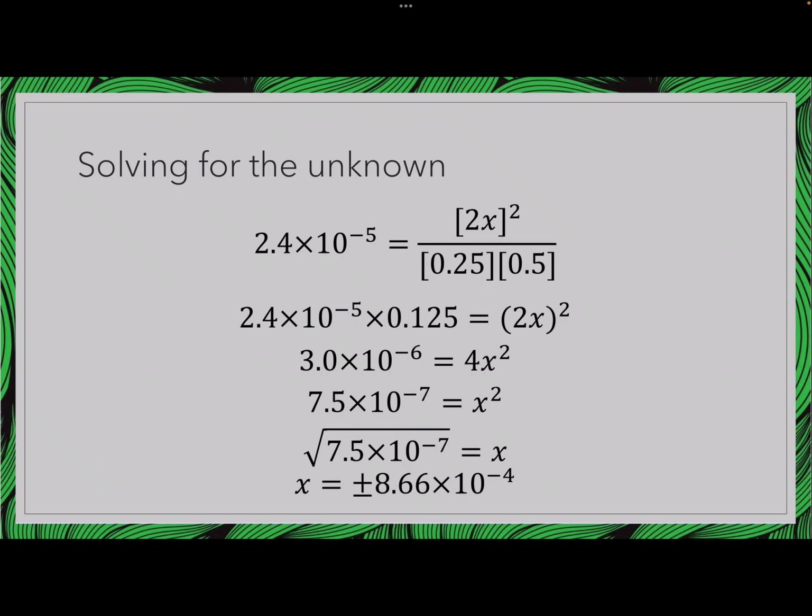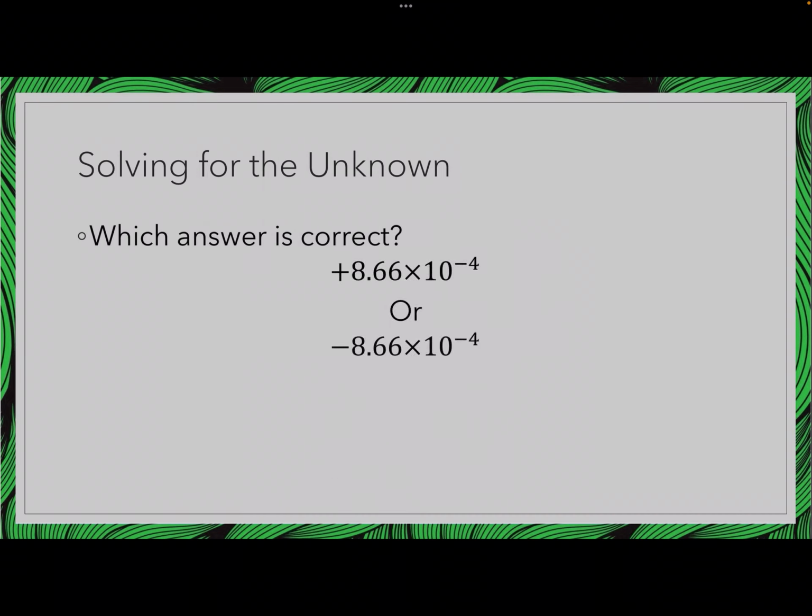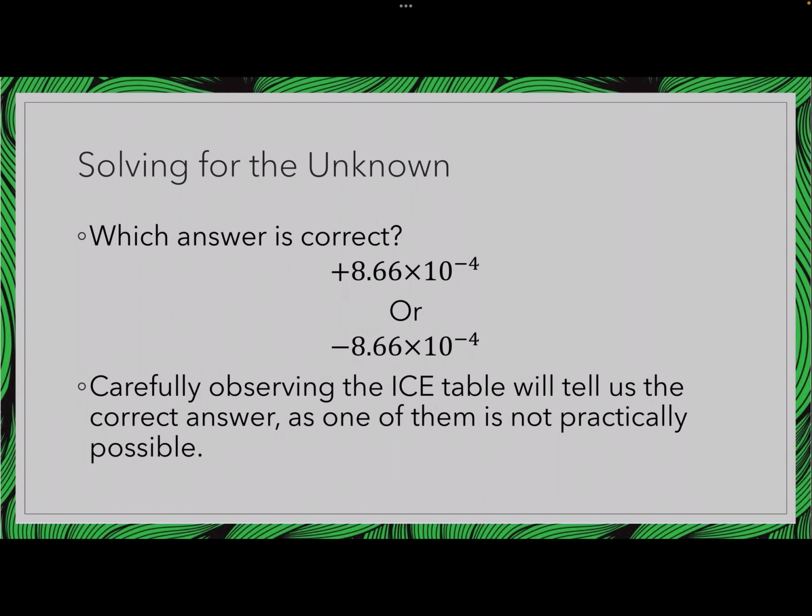That seems right. But in chemistry, we have to carefully observe what's happening. Again, like I was saying in some other classes, our concentrations can't be negative. So our final concentration in our ice table, if we put in one of these values and we get a negative concentration, then that's not the right answer.